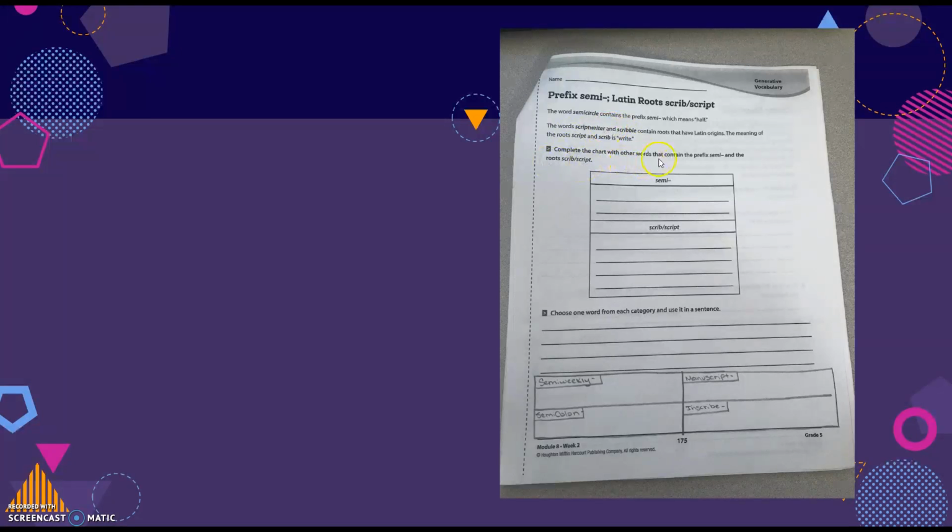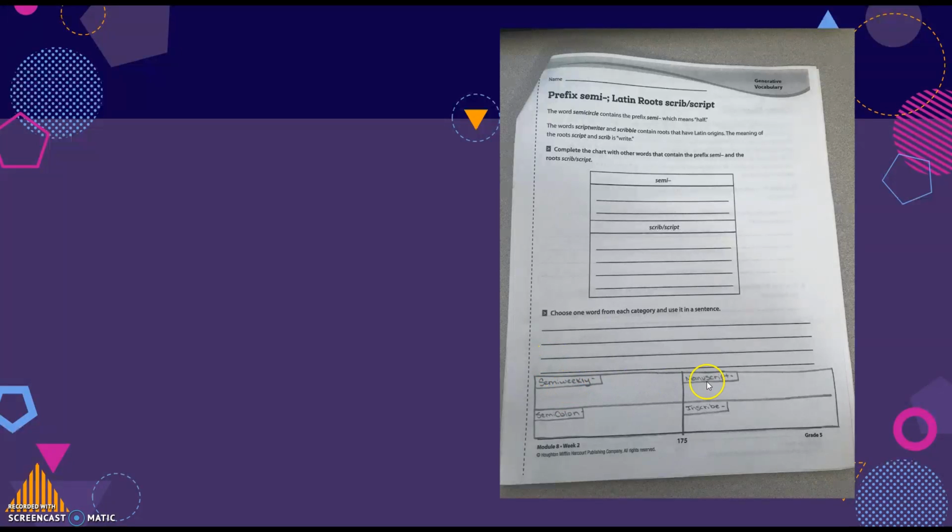Complete the chart with other words that contain the prefix semi and the roots scrib and script. You are going to fill these out, 2 examples of your own, and then 4 examples of scrib and script. I'd prefer you to do 2 of scrib and 2 of script, okay? When you come down here, it says choose 1 word from each category and use it in a sentence. So you'll have 2 sentences, 1 with semi, and the second one you'll choose either scrib or script.